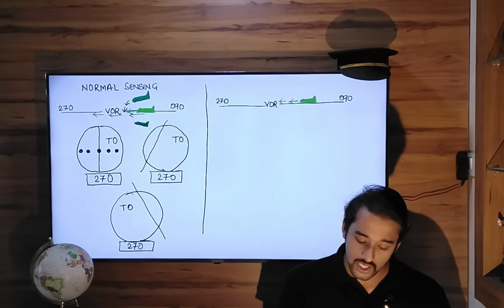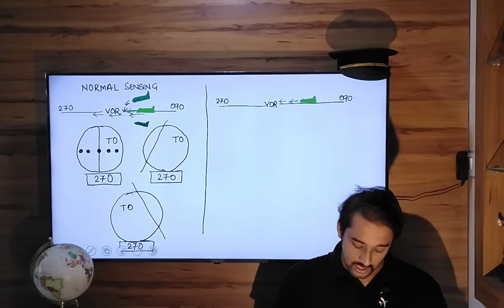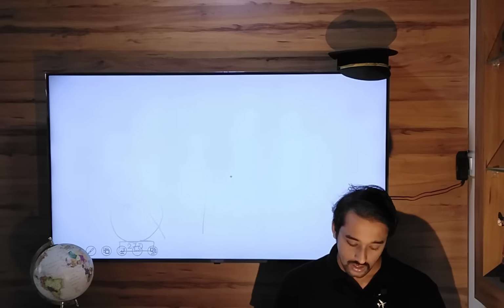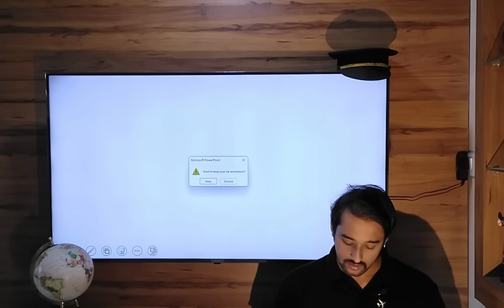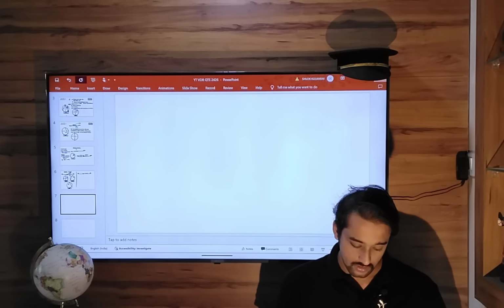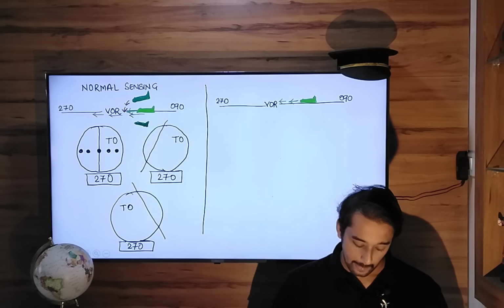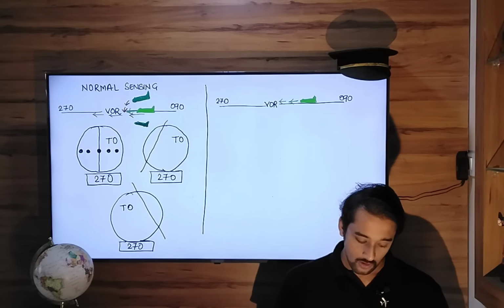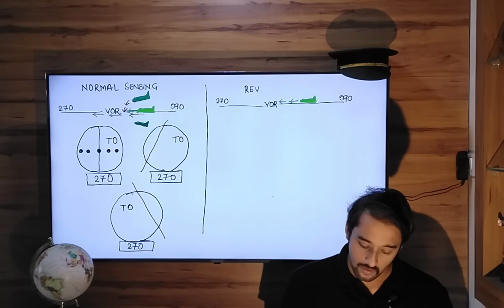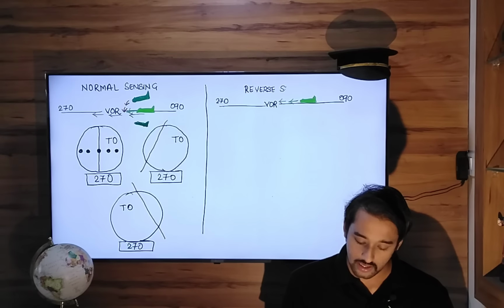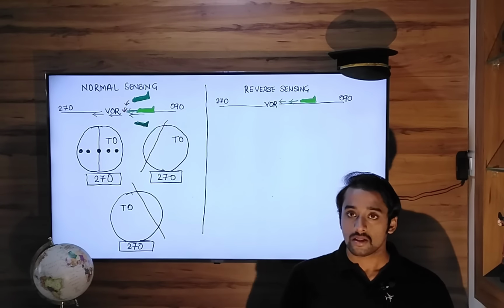Now the opposite of it is reverse sensing. Over here, it is the same, but reverse, opposite. Now the example remains the same.